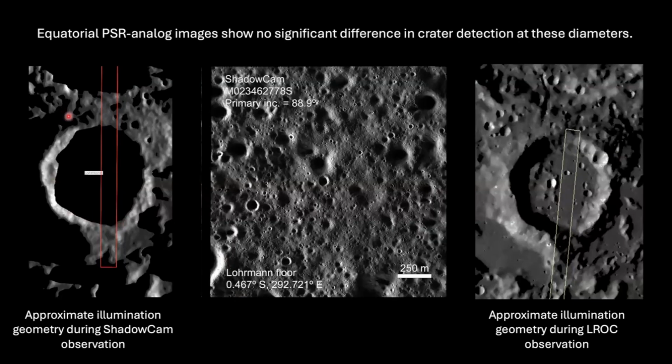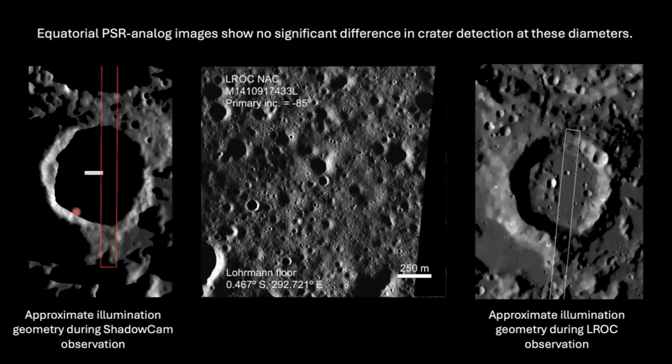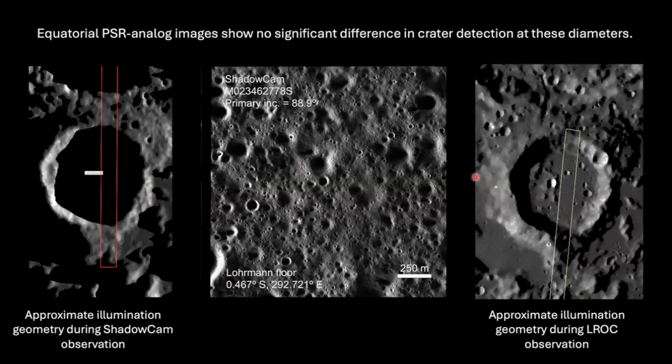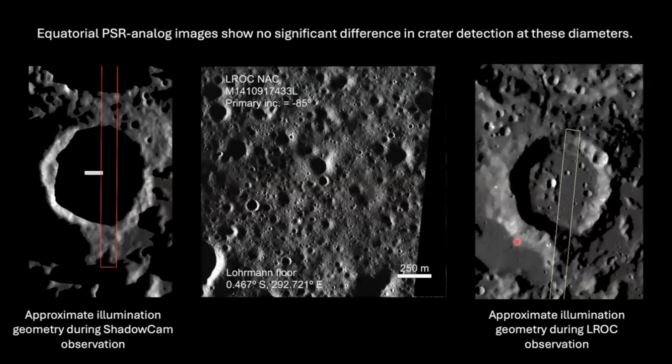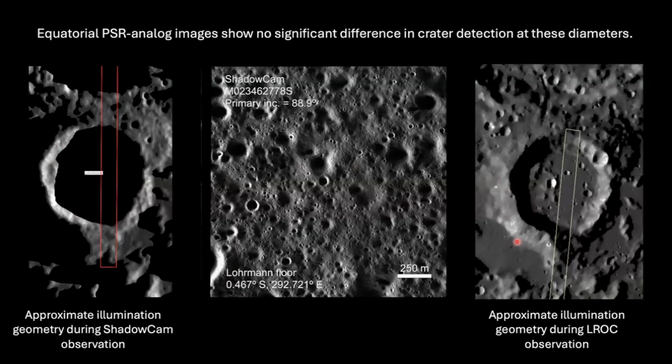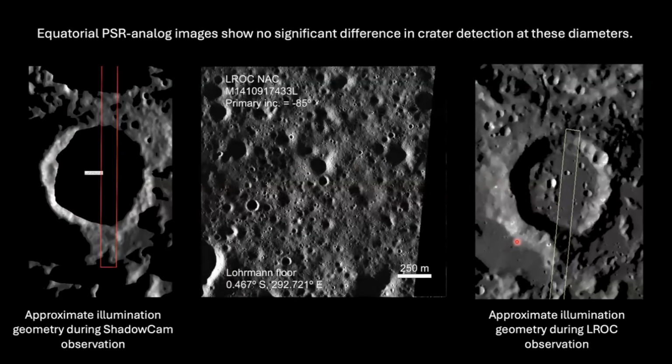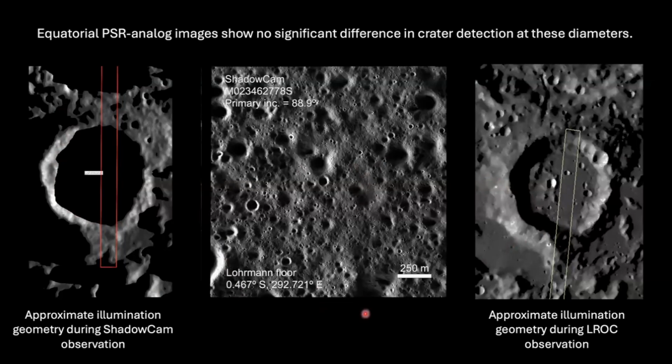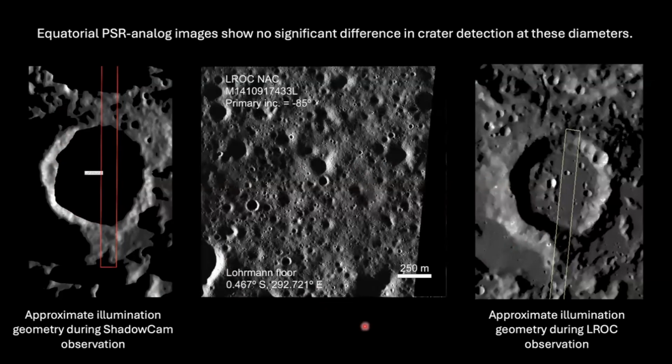So for ShadowCam, we used the illuminated rim providing secondary illumination, and then for the LROC image, we took that when the sun was just over the horizon, crater wall there. So the incidence angles are very close between the LROC and ShadowCam observations. And this is just blinking back and forth between two co-registered images on that site.